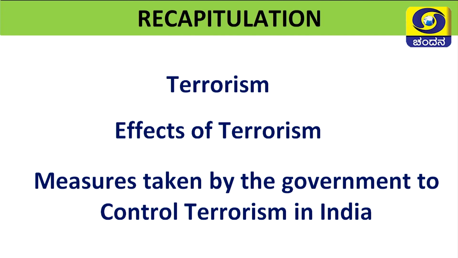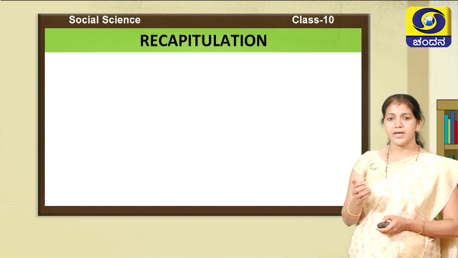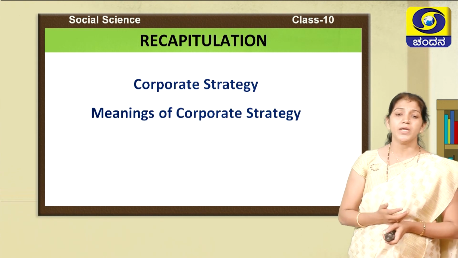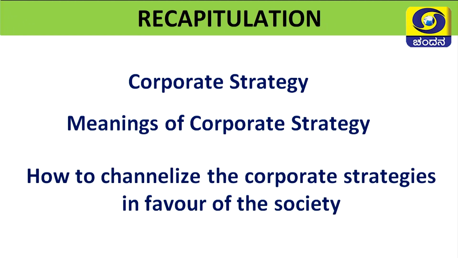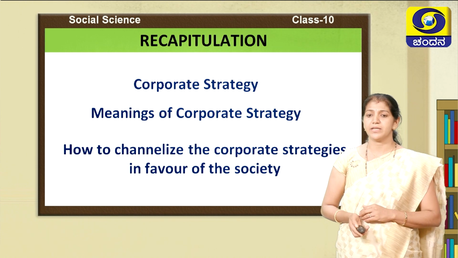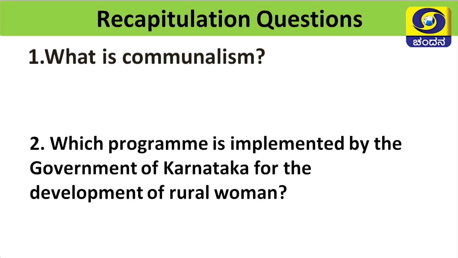terrorist activities in India? And next, the last one, we discussed the meaning of corporate strategy and how corporate strategies are creating negativity in the society, how they are planning and exploiting the people, and how to channelize corporate strategies in favor of the society. Dear student, I hope you understood the meaning of communalism, terrorism and corporate strategy. In this unit you learnt the topics communalism, terrorism and corporate strategy.